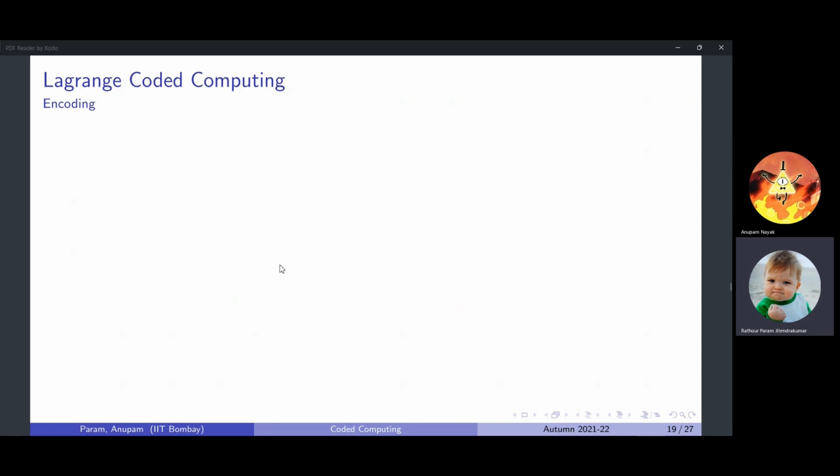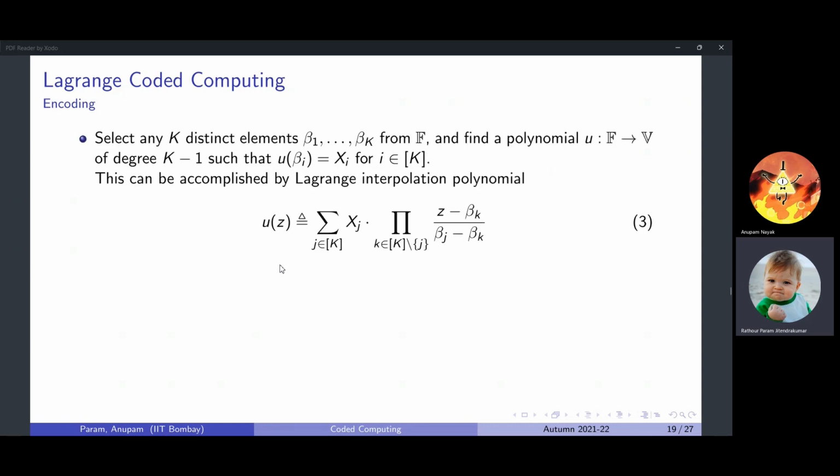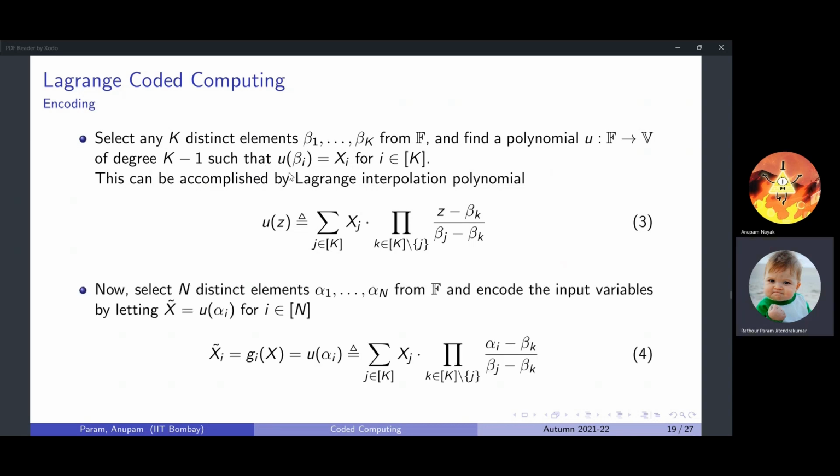Okay, so how is the encoding done? First of all, we can select any k distinct elements, beta 1 to beta k, from the field, and we just find the polynomial which passes through all these elements, such that u of beta i is equal to xi. This can be accomplished by the Lagrange interpolation polynomial, as we have seen before. And now we select n distinct elements, alpha 1 to alpha n, and encode the input variables as u of alpha i. So this x tilde i is u of alpha i.